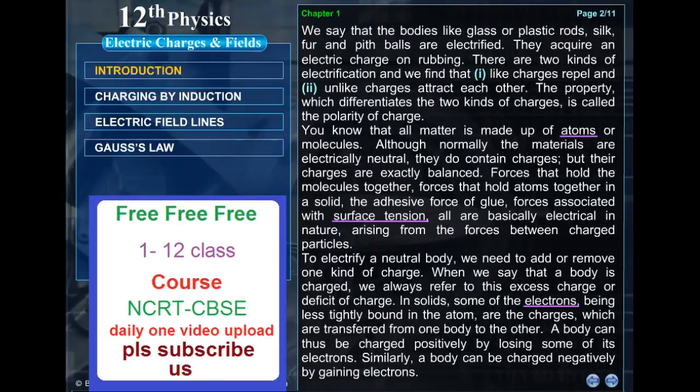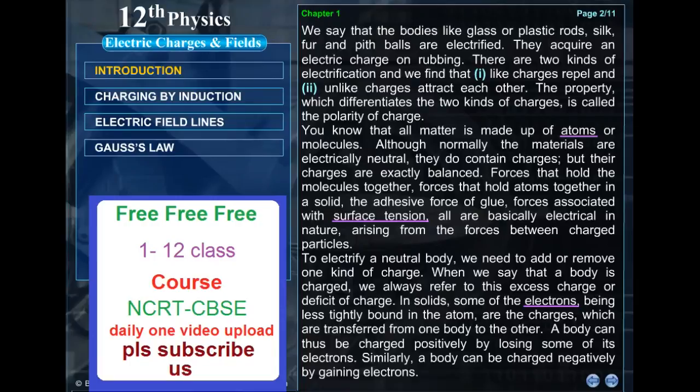Forces that hold the molecules together, forces that hold atoms together in a solid, the adhesive force of glue, forces associated with surface tension, all are basically electrical in nature, arising from the forces between charged particles. To electrify a neutral body, we need to add or remove one kind of charge. When we say that a body is charged, we always refer to this excess charge or deficit of charge.